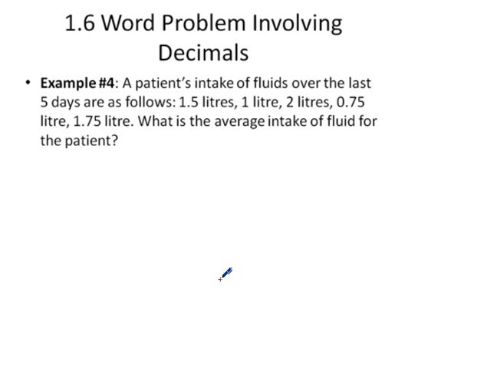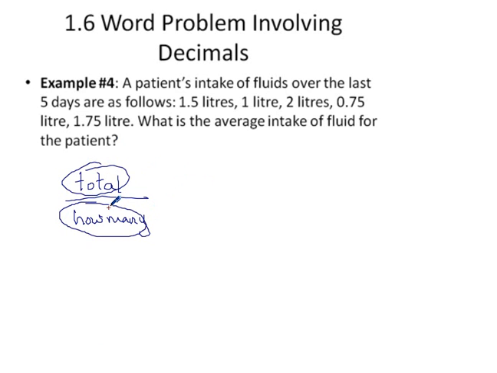If you want to do the average of a set of numbers, you do the total of all the numbers divided by how many numbers there were. If there's 20 students in a class and we want to find your class average, we add up all your marks and then we divide by 20 because that's how many marks there were. In this case, we've got 1, 2, 3, 4, 5 different fluid intakes, so we're going to add them all up and divide by 5.